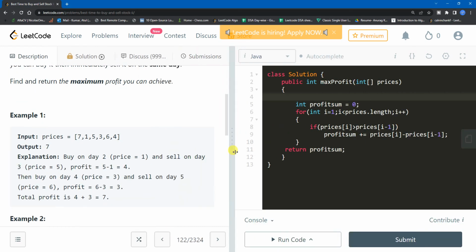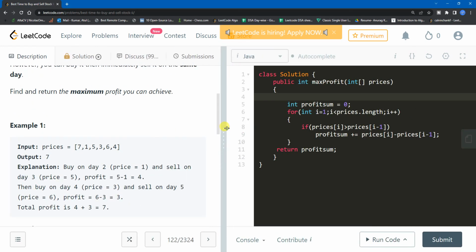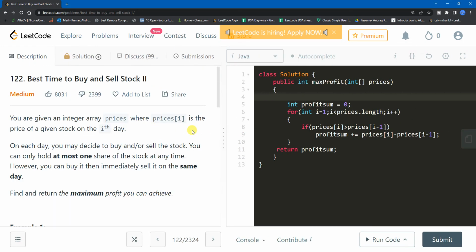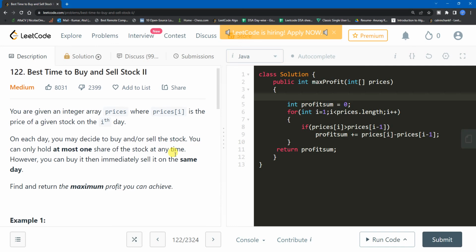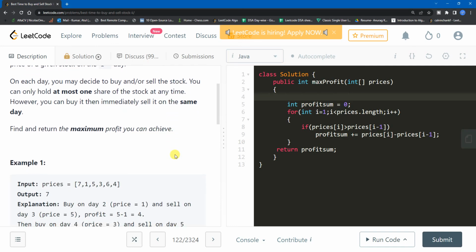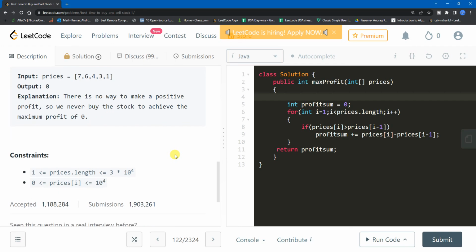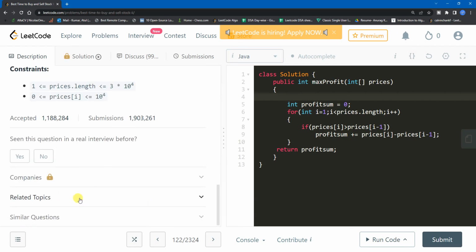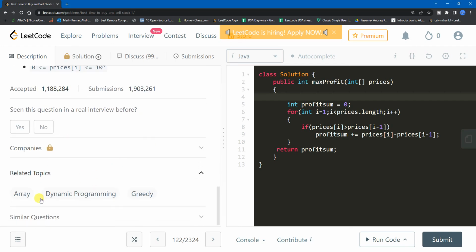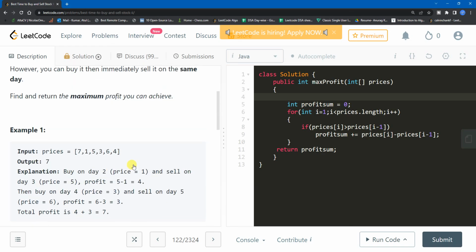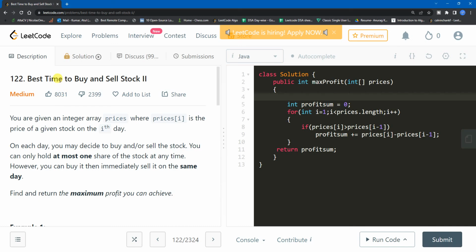So this is the second variant of this problem, guys. And what is the time complexity? It is simply order of n. Every time we just compare and calculate. Also you can see the related topics: we have dynamic programming and greedy, and we use a greedy algorithm here simply. So this is the second variant of this problem.